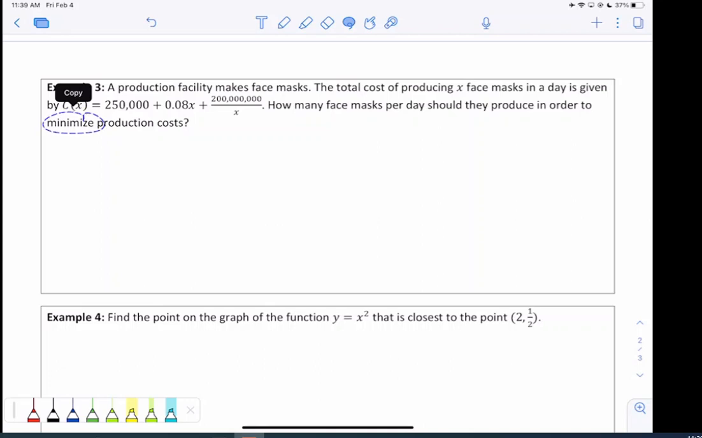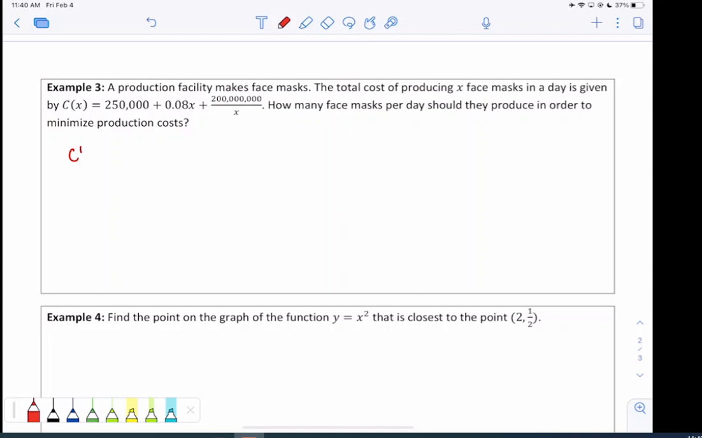Yeah, minimum mean, wait, what did you say? I didn't hear you. Lower money. Lower money. Yeah, so I want to spend the least amount of money as possible making these face masks. Okay. How could I figure out how to do that though? Trying to minimize my production costs. Yeah. If I want to find those points that are the minimums, all I need to do is take the derivative and set that guy equal to 0.